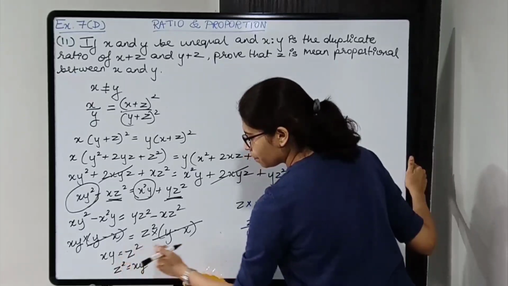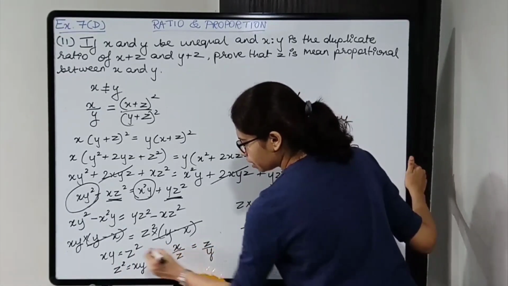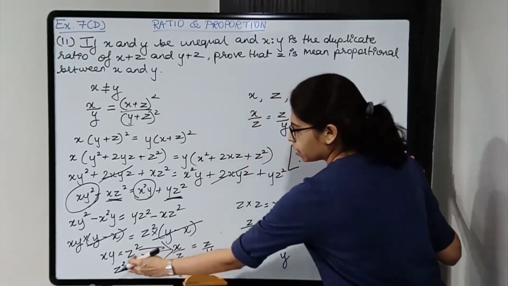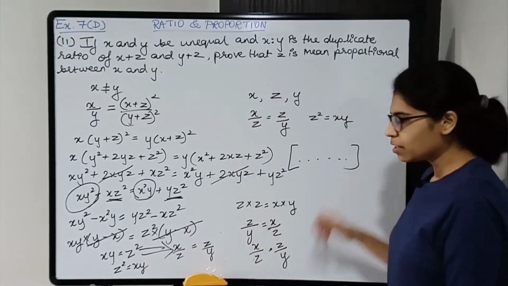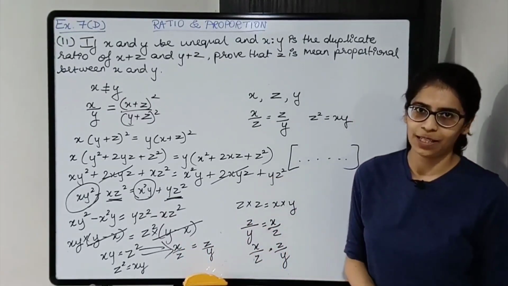ठीक है, यहाँ पे ही हम लोग स्विच कर सकते थे. From here itself you would have got x upon z is equal to z upon y. यहीं से हम लोग को डायरेक्टली मिल जाता. Don't use this lengthy method. So therefore you can say z is the mean proportional between x and y.